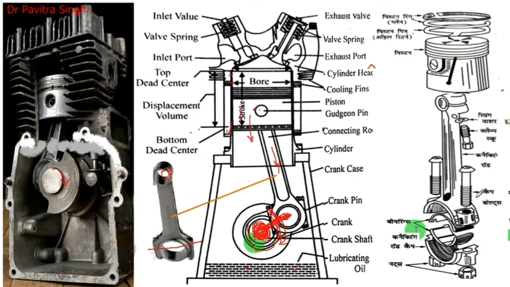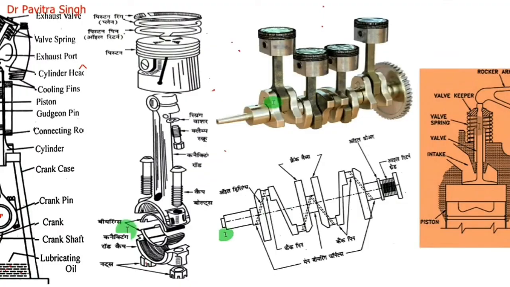Now we will talk about the crankshaft and the lubrication system. You can see in this figure there are 4 cylinders, and these have different angles. The first cylinder and the last cylinder have the same angle of rotation, meaning crank angle, and the second and third have a different crank angle.